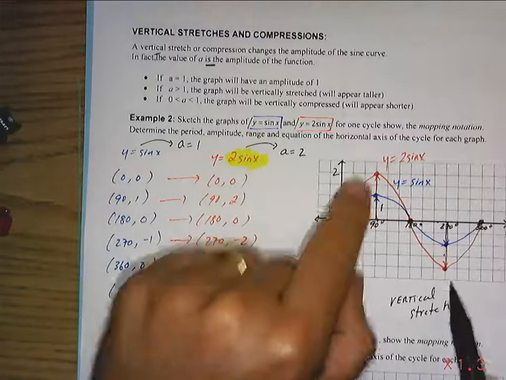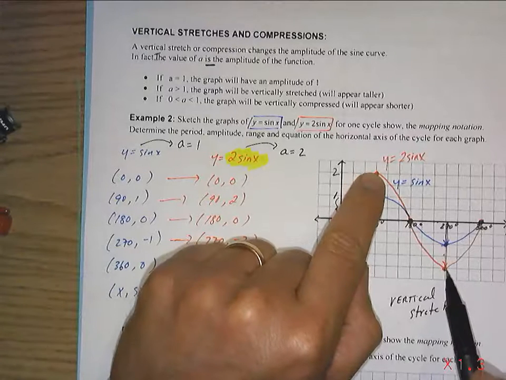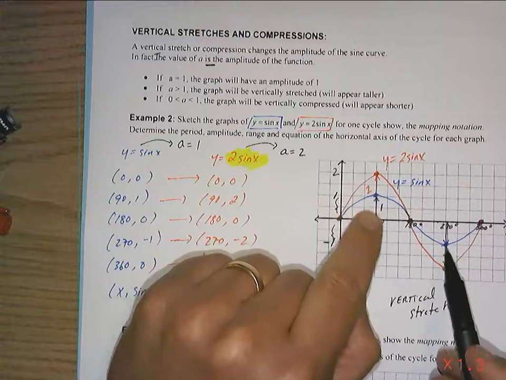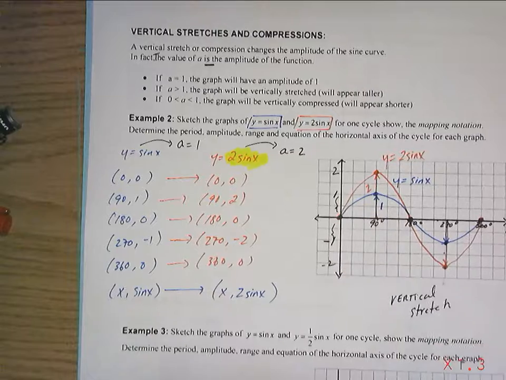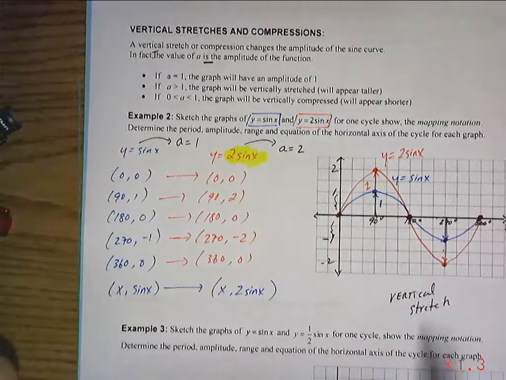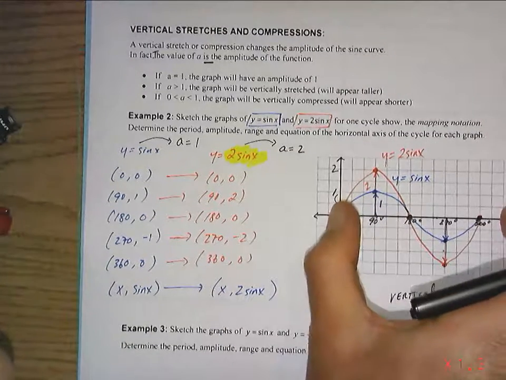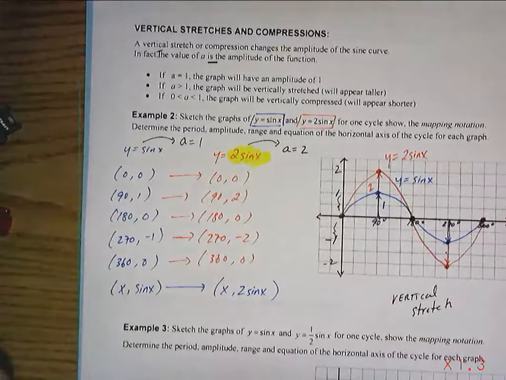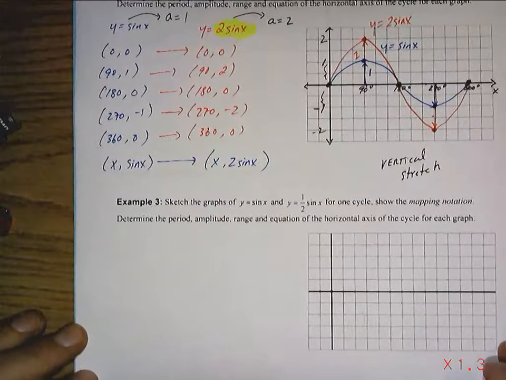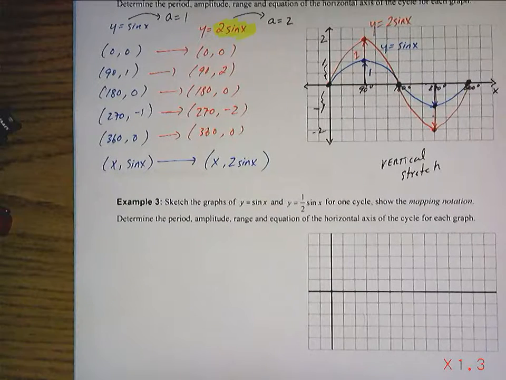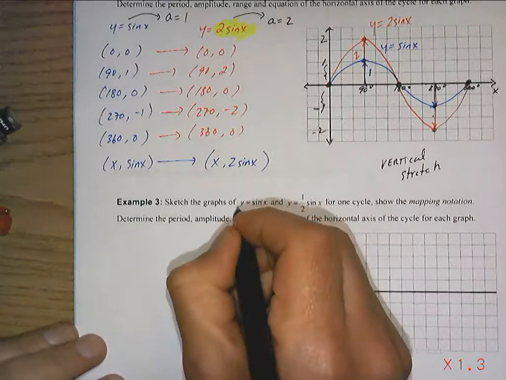That also changes the range. I go from +2 to -2 with the red one, where with the blue one, I only go from -1 to +1. The horizontal axis doesn't change. It's still y = 0. Well, the next example is still a vertical something, but instead of being a vertical stretch, we're going to be looking at a vertical compression.